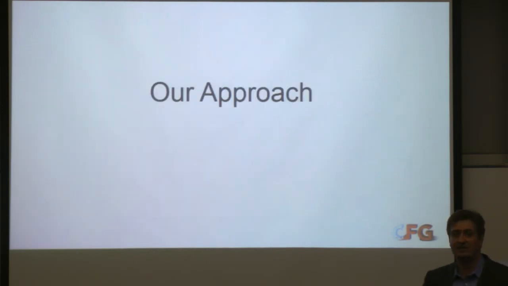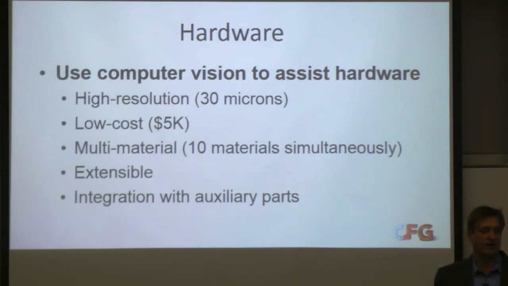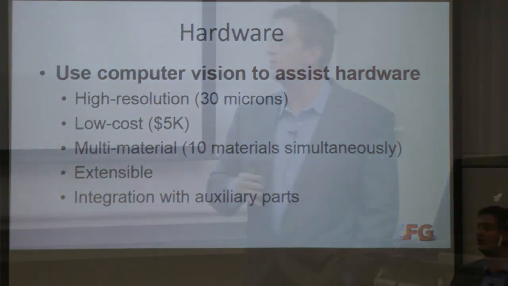So I would like to discuss really briefly what our approach is in terms of hardware. We have been building hardware for the last 2-3 years, and our main focus was to use computer vision to assist in developing the hardware. Using some of the techniques that I'm going to show you, we can build high resolution hardware, with resolution up to 30 microns, from relatively low cost, low quality components. All the hardware components are low cost. We can print with 10 materials simultaneously. Everything is open, extensible, and you can really integrate things. You can integrate both the 3D printed parts with auxiliary non-printed components, and you can add additional print heads or different parts to this platform.